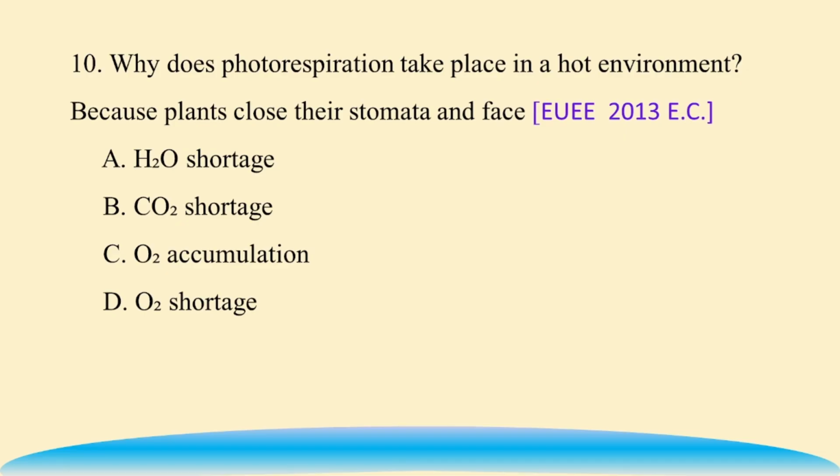Question number 10. Why does photorespiration take place in a hot environment? Because plants close their stomata and face A. Water shortage. B. Carbon dioxide shortage. C. Oxygen accumulation. D. Oxygen shortage.